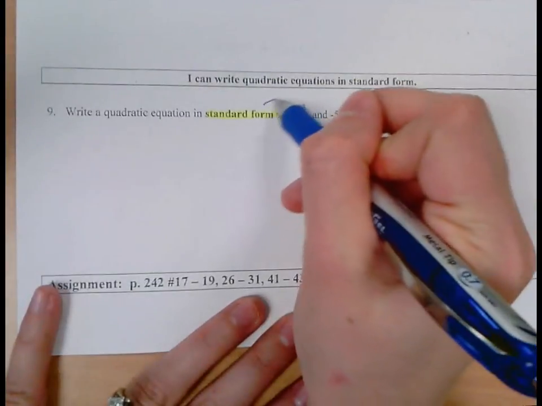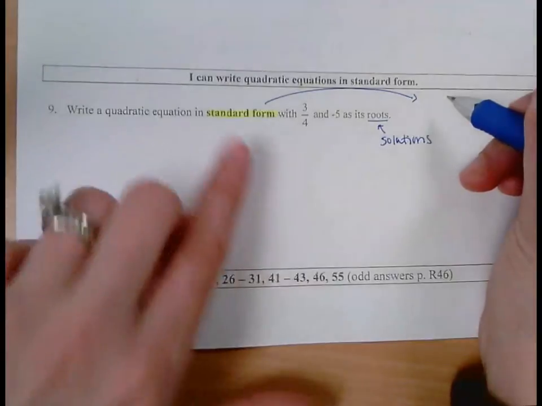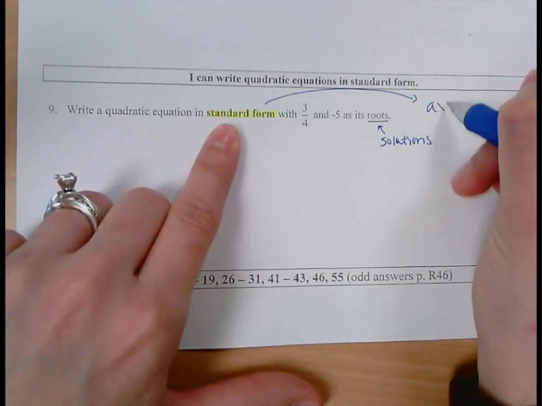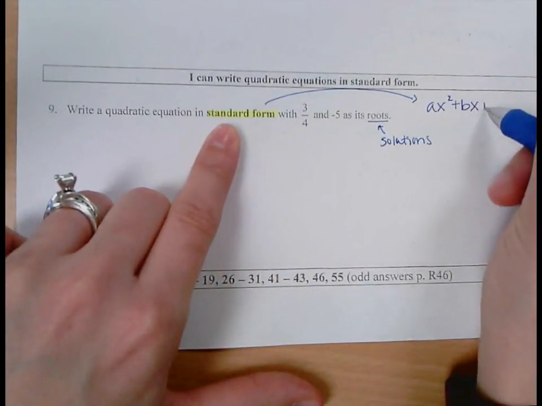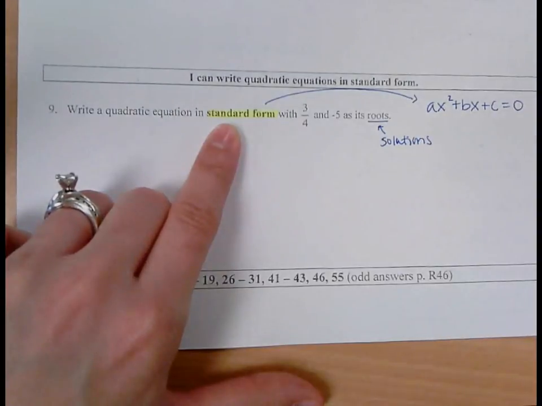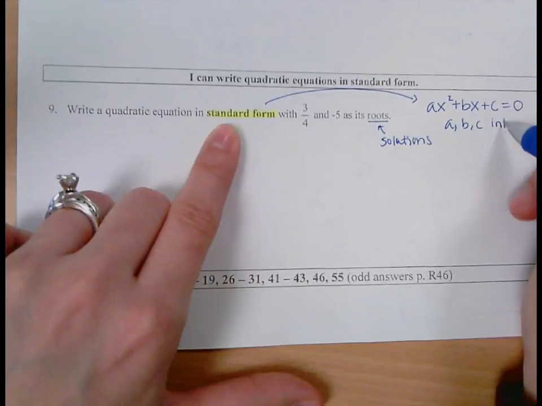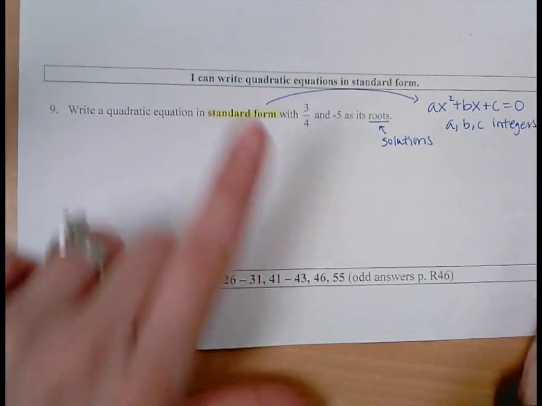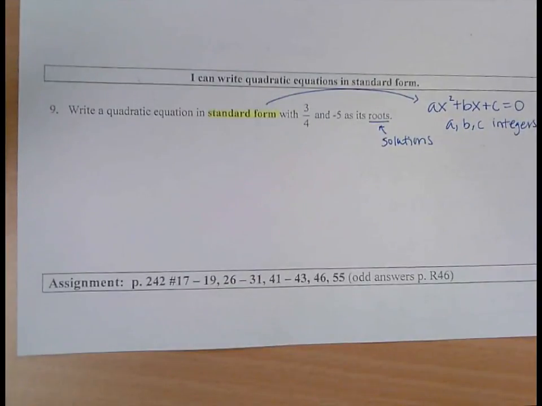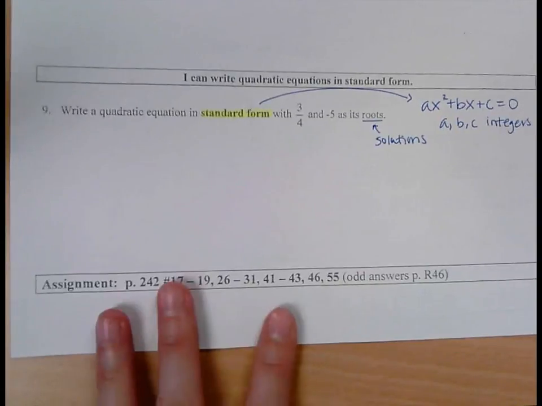Okay, I'm going to review standard form with you. Standard form for a quadratic equation is ax squared plus bx plus c equals 0. And your a, b, and c all have to be integers, meaning you should not have fractions or decimals in your equation.